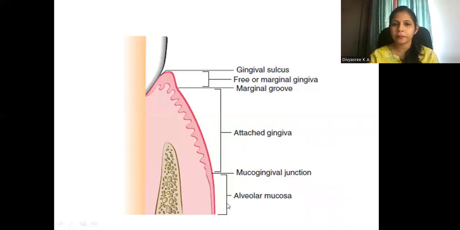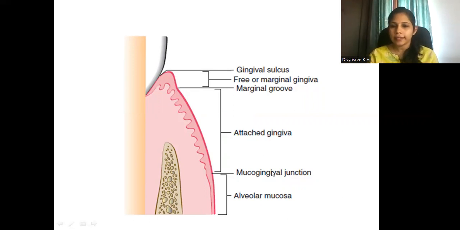alveolar mucosa. Free gingiva, otherwise called marginal gingiva, is that part of gingiva that is not attached to the tooth, that can be separated from the tooth by a probe. Then free gingiva continues as the attached gingiva, whereas in between you can see a free gingival groove, which is a clear demarcation between free gingiva as well as attached gingiva. Attached gingiva, or the fixed portion of gingiva, is that part of gingiva that is attached to underlying bone.